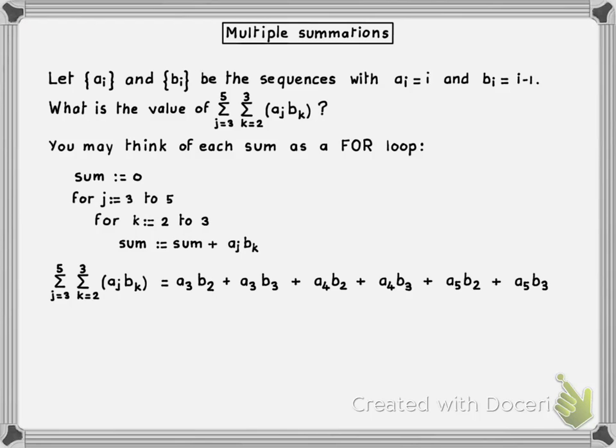Then, of course, we just have to plug in the values. Remember, a sub i is i, and b sub i is i minus 1. So here we're going to have 3 times 1, plus 3 times 2, plus 4 times 1, plus 4 times 2, plus 5 times 1, plus 5 times 2. Like so. And when you do the math, you end up with the value 36.